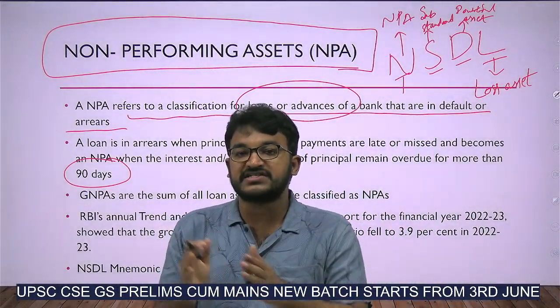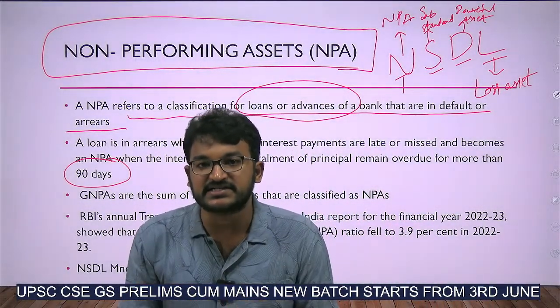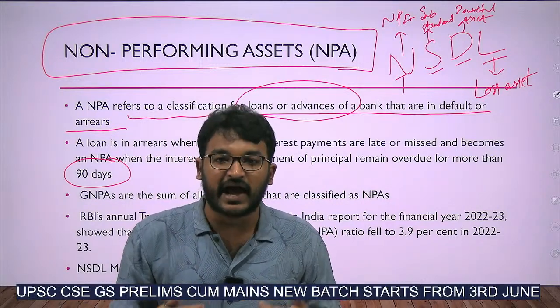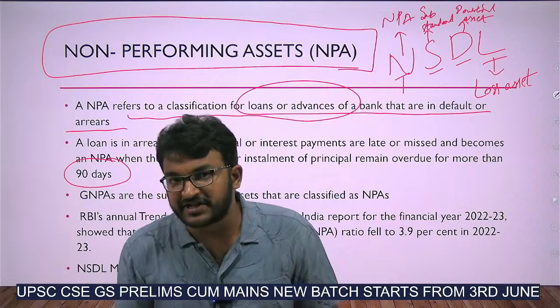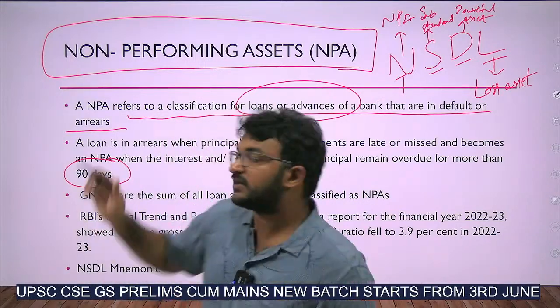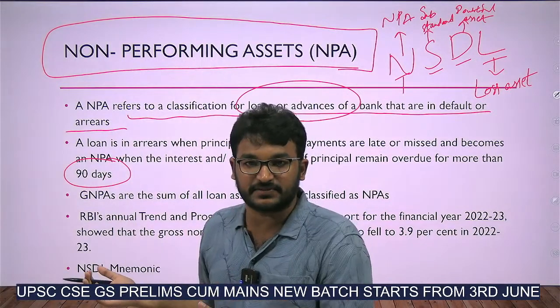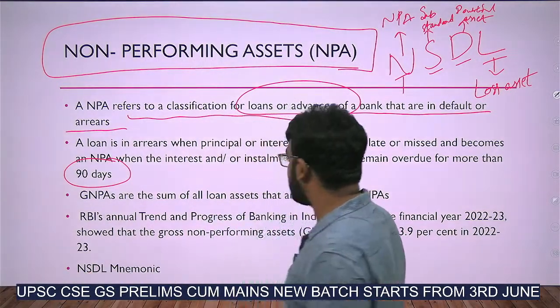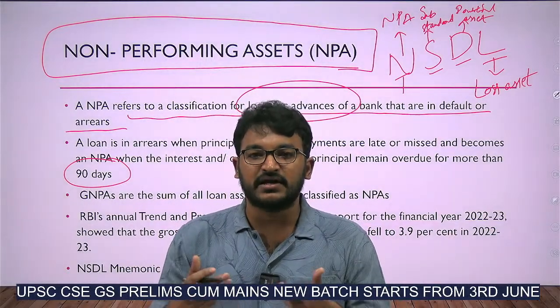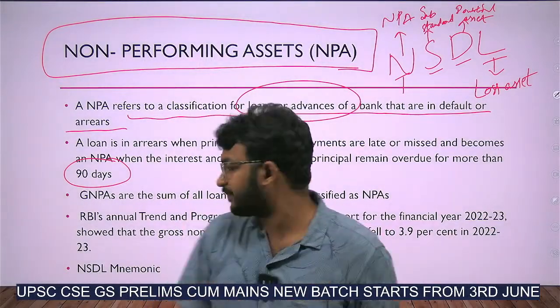Now what is a standard asset? A standard asset is one in which there is regularity with respect to payment of either the interest or principal, and when there is irregularity with respect to the payment, this NPA scenario comes into place. And the recent trend is good news: NPAs in India are getting reduced.